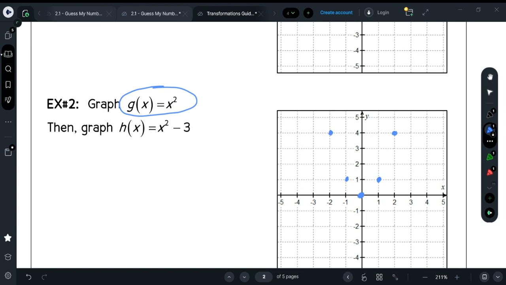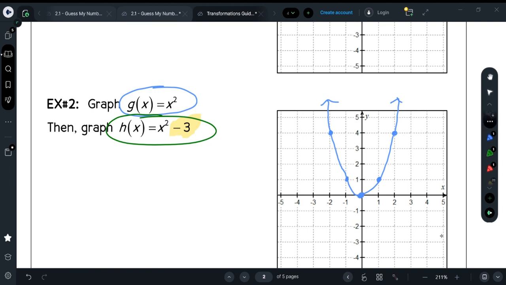This is the one that's not a V shape, but instead it's a U shape. It curves at the bottom. There it is. Okay, now our second function, h of x, is right here. Okay, let's take a look and see what's different. Well, it's still x squared, so it's still the same function family, a quadratic function, but it's got minus 3. Is the minus 3 on the inside or the outside? This, again, is the outside of the function.